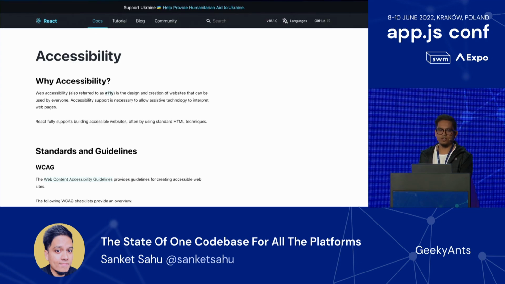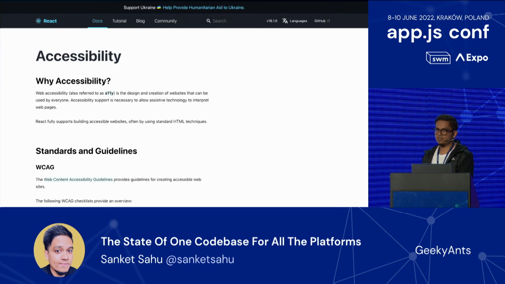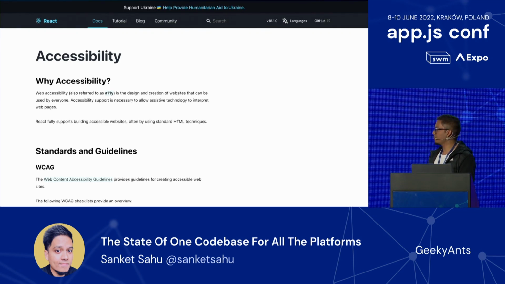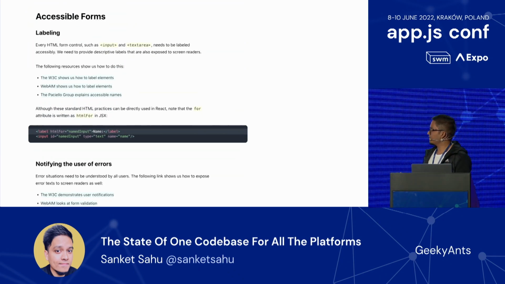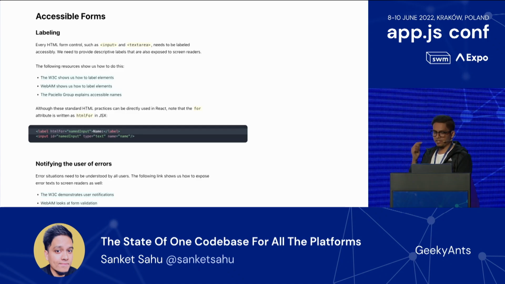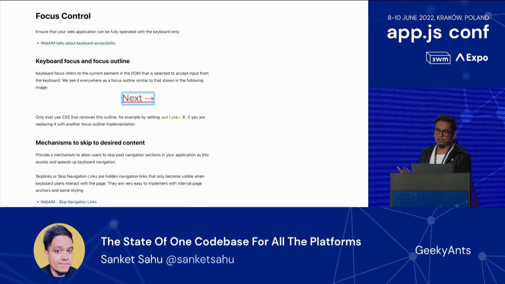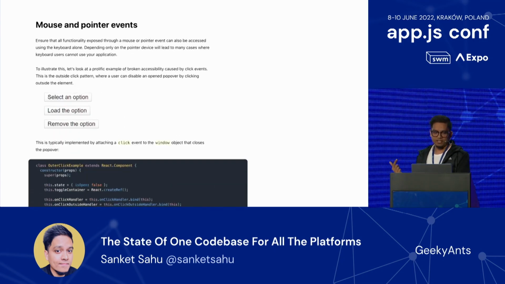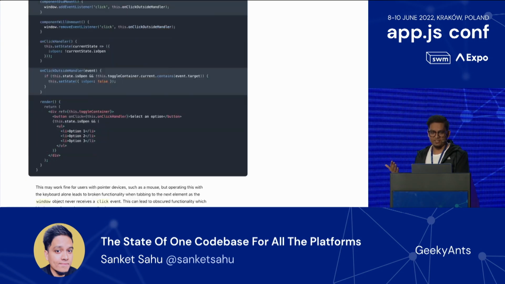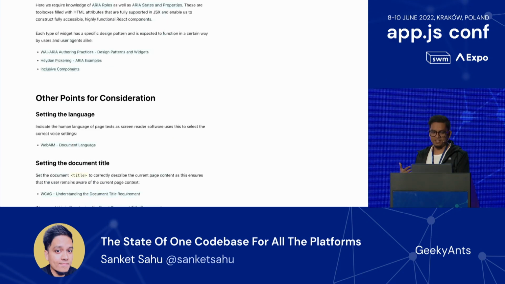Then comes accessibility, which is, again, very different. If you go to React's documentation, there are a lot of guidelines and practices that you need to follow, like standards such as WCAG and WAI-ARIA. Then we have semantic HTML. Then we have accessible forms, how to build them, how to have focus control of the keyboard, how to use that outline thing, how to use mouse pointers and events. And it goes on and on.